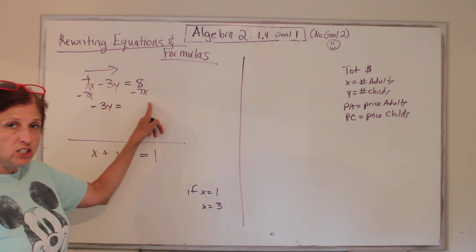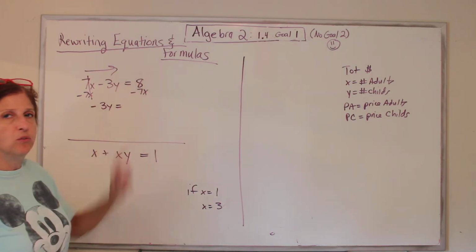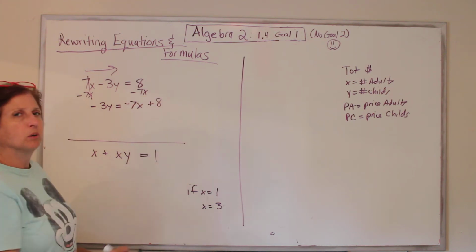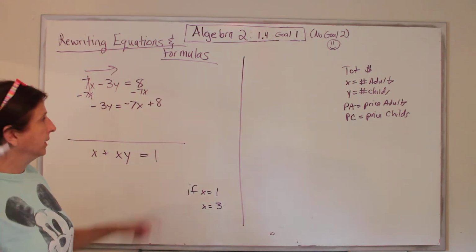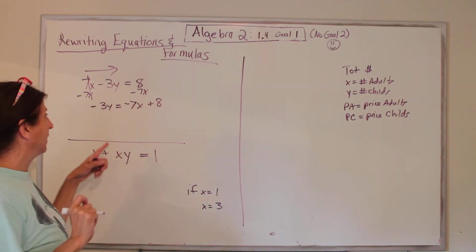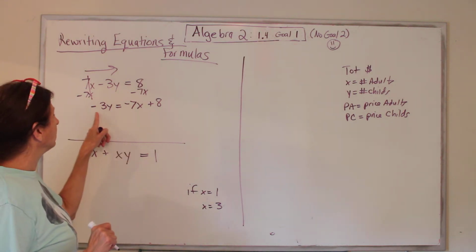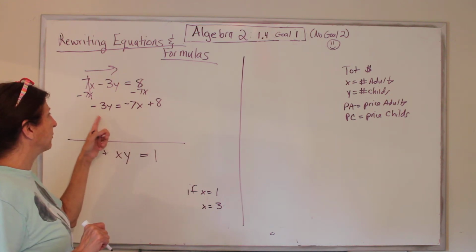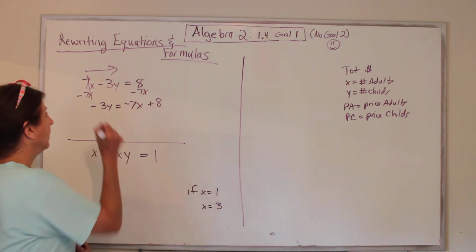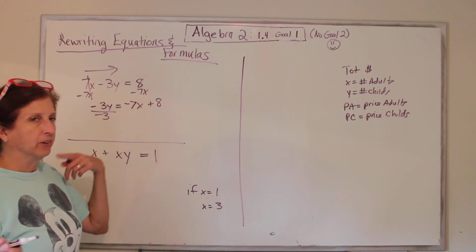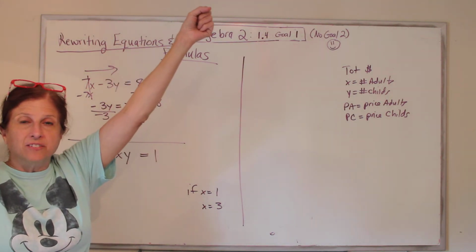Now, by tradition, you write x's before bare numbers. So we're going to do it. Every now and then your book doesn't follow that, but they need to. It keeps it more organized in your brain. Alright, now, why is y not alone? It's being multiplied by a negative 3. So what's the opposite? Divide by negative 3. Who gets divided by negative 3? Everybody gets divided by negative 3.